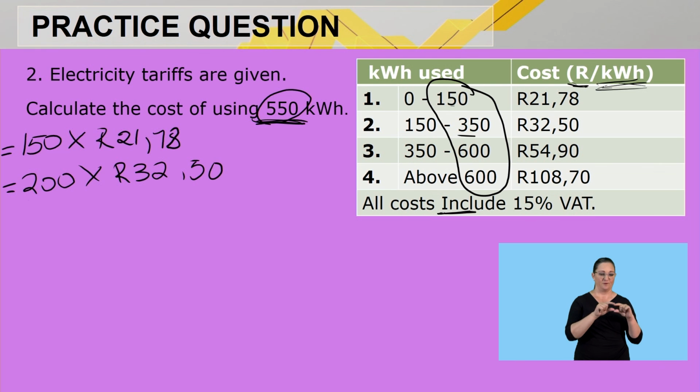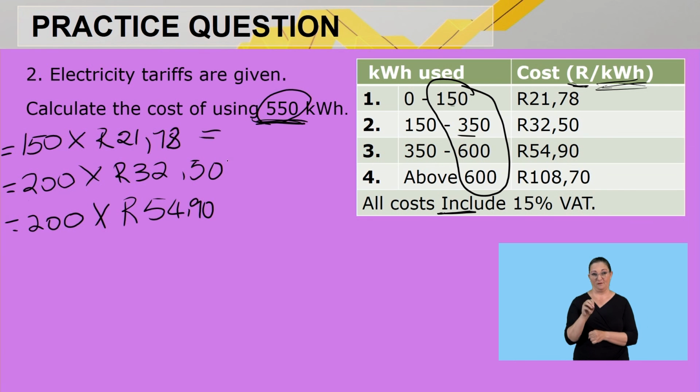Then we go to block number 3. We say 600 minus 350. Obviously, it will give us more. So we only need 200. So we will take only what we need, which is 200. So if you say 200 plus 200 plus 150, it gives you 550 kilowatts. So the cost in block number 3 is 54 Rand 90.